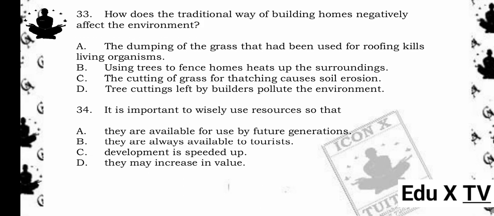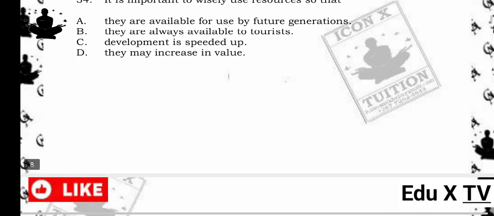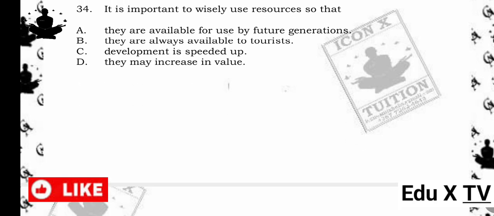33. How does the traditional way of building homes negatively affect the environment? A. The dumping of the grass that had been used for roofing kills living organisms. B. Using trees to fence homes heats up the surroundings. C. The cutting of grass for thatching causes soil erosion. D. Tree cuttings left by builders pollute the environment. The answer is C. The cutting of grass for thatching causes soil erosion. Reason being, removing too much grass cover exposes soil, leading to erosion.